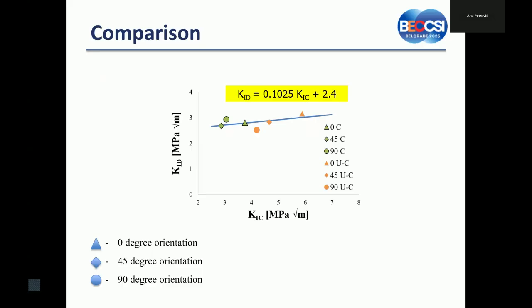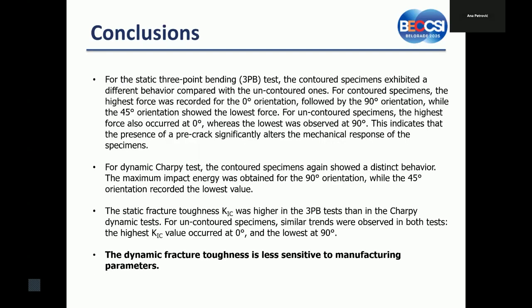So we also try to find a correlation for the dynamic case, because dynamic tests are always more complicated than the static ones. So we try such a correlation to propose. So finally, I will not read all the conclusions, but the takeaway from this is that dynamic fracture toughness is less sensitive to manufacturing parameters, which I think is a very good thing for applications when we have dynamic impact or dynamic loads.